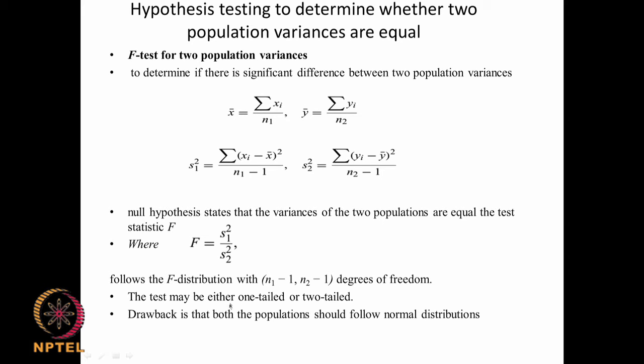So, we can have either a one tail test or a two tail test. Of course, it is good that the data follows a normal distribution. If it is not following, then it is not very good. And as I said, I will teach you later on how to check whether the data is normal or not normal. There are some tests for that, and many tests for non-normal distributions also.